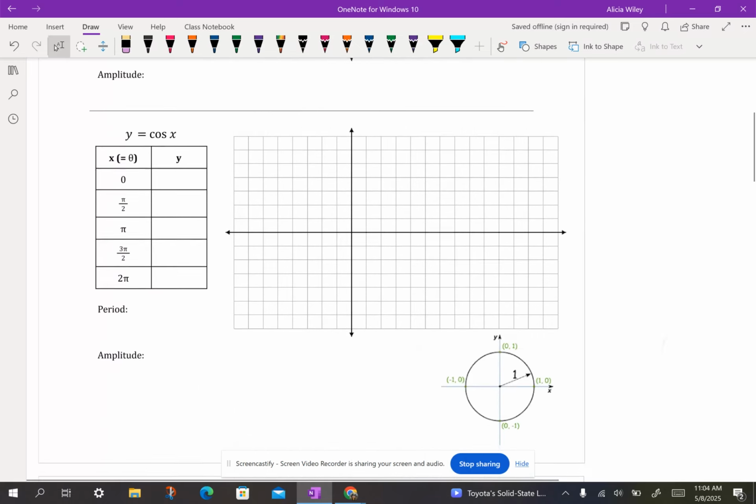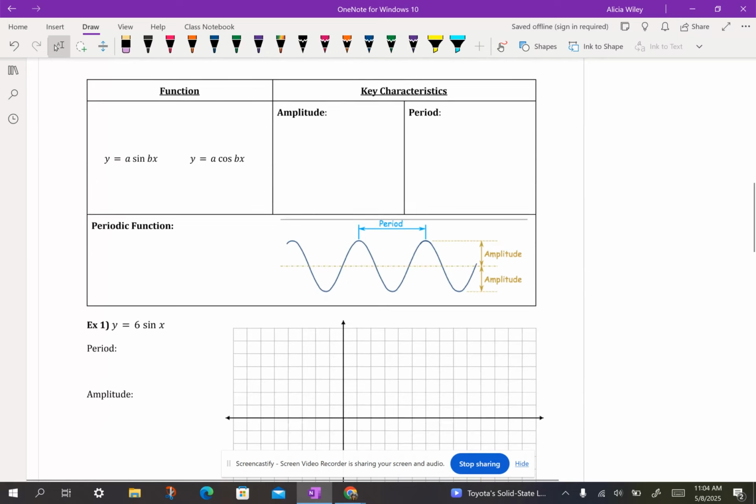Okay, let's go to the back of the first page to write down some definitions to better understand how we go about labeling our x and y axis. Okay, so the amplitude, this represents the height of the graph from what we call the midline. I'll explain the midline a little bit more later.